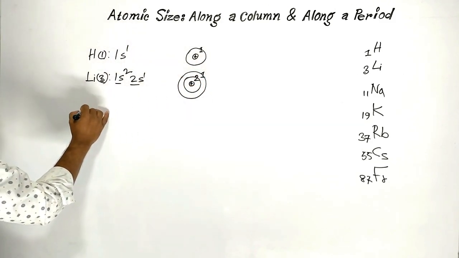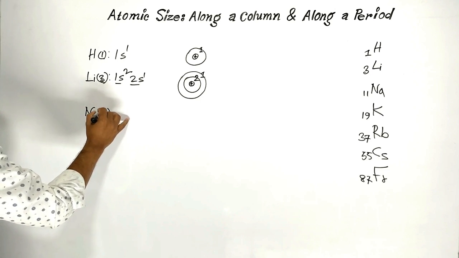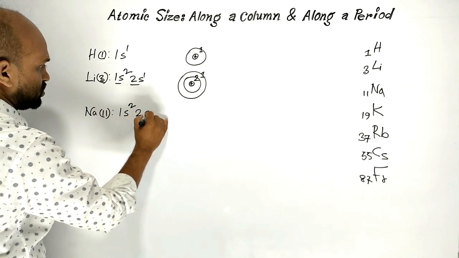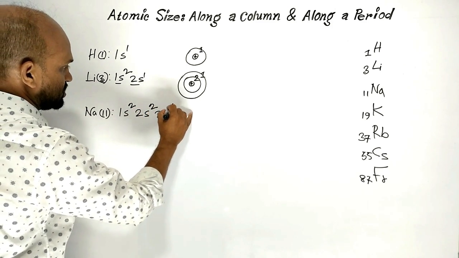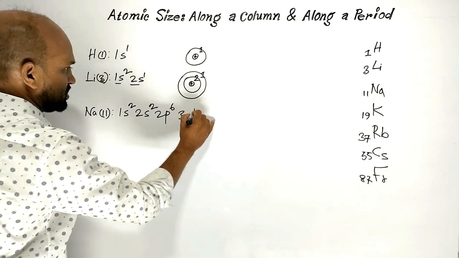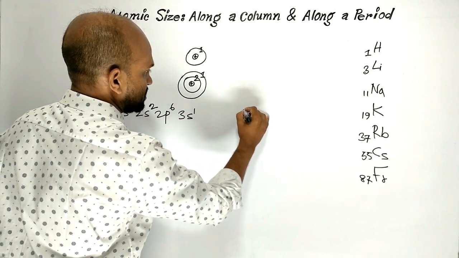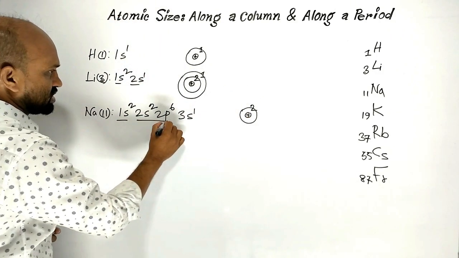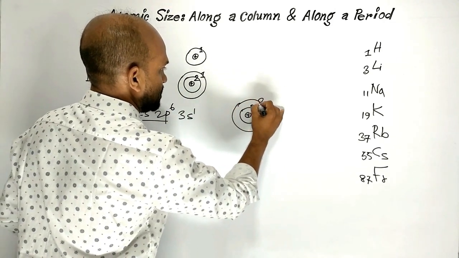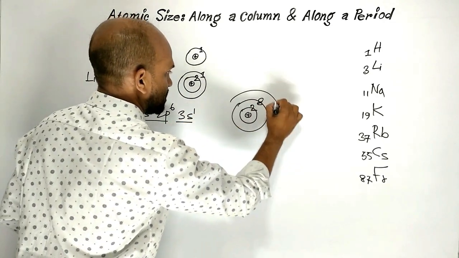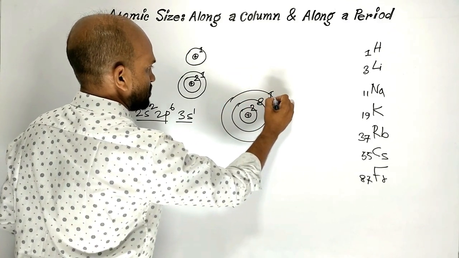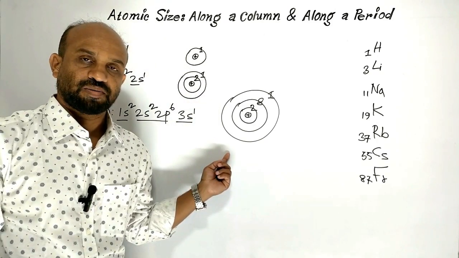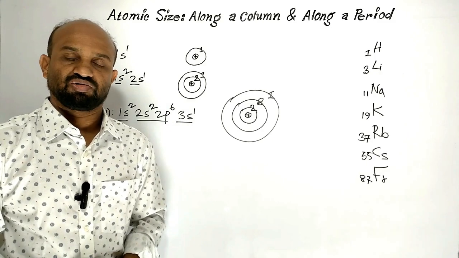Now let's see electronic configuration of sodium. Atomic number 11: 1s2, 2s2, 2p6, 3s1. That is the sodium nucleus. First shell contains 2 electrons, second shell contains 8 electrons, and third shell contains 1 electron. That is, from top to bottom, in each case, one new shell is added to the outermost shell.